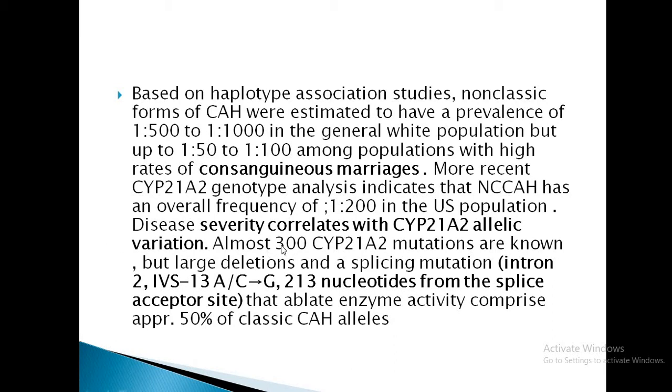About almost 300 CYP21A2 mutations are known, but large deletions and splicing mutations, as shown here, intron 2 IVS2, cytosine to guanine, ablate the enzyme activity. So this mutation actually comprises 50% of classic CAH alleles. So this constitutes about 50% of classic CAH, this above mutation.